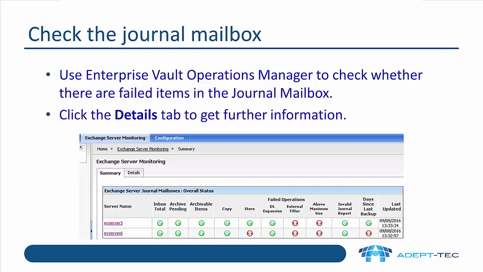Operations Manager is also good for checking the journal mailbox. So if you are journaling, it's important to check regularly, really every day, whether there are failed items in the journal mailbox, and also whether there are lots of items building up, indicating there are issues with journal archiving. Once again, I'll show you more details about this in the demonstration.